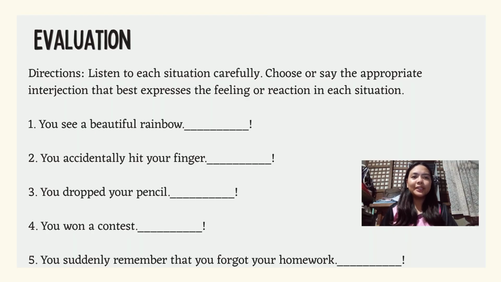So, to conclude our discussions about interjections and their connections to the direct method, now we will proceed to our evaluation. This will help me check how well you understand our discussions and how you can apply the appropriate interjections to different situations. Here are the directions. You need to listen to each situation carefully, choose or say the appropriate interjections that best express the feeling or reaction in each situation. You will be given 5 situations.